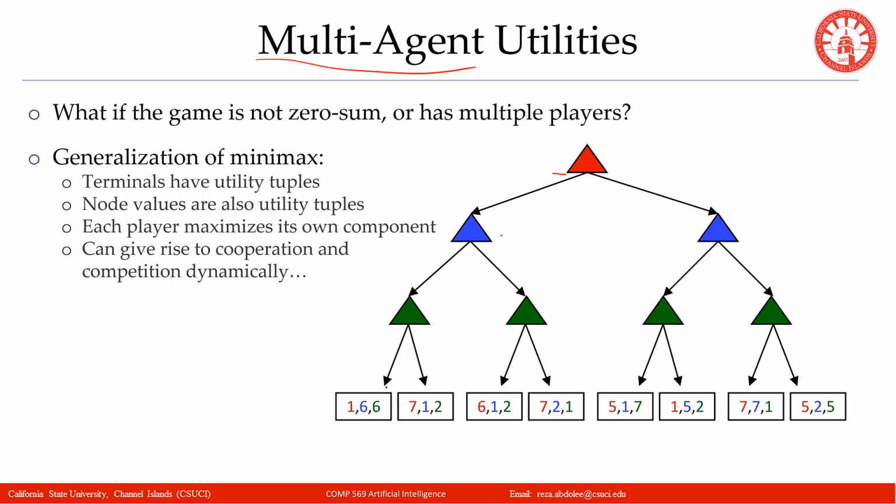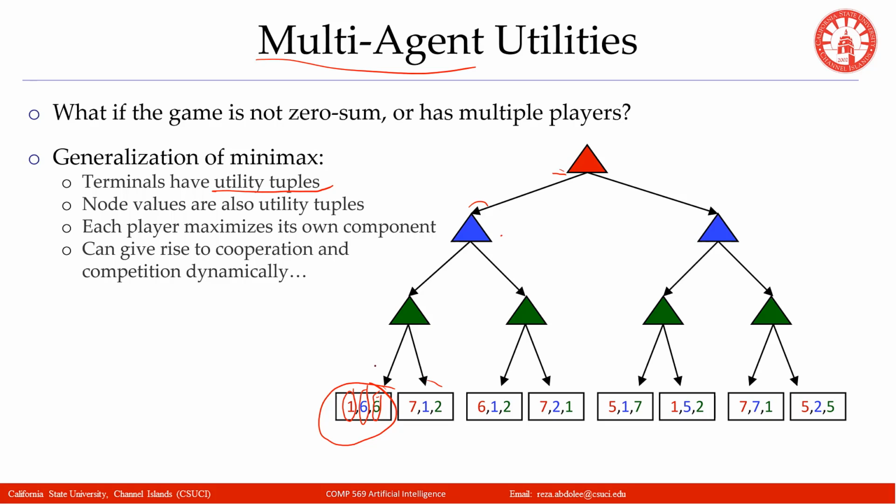So what's the difference from a game with 2 players? The difference is that the terminal nodes, instead of having a single value, are now going to have utility tuples. Basically, each player has its own value in this tuple. For example, at this terminal node, the utility for the red player is going to be 1, for the blue player the utility is going to be 6, and for the green player the utility is going to be 6 as well.